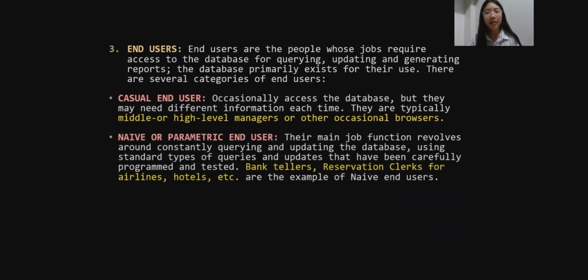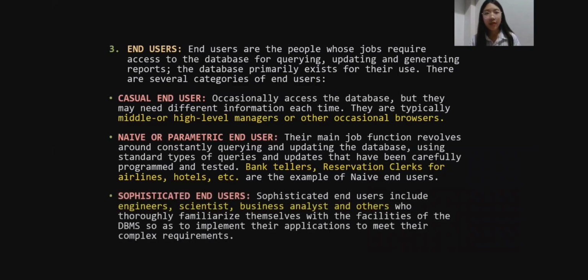The second end users are the naive or parametric end users. Their main job function revolves around constantly querying and updating the database using standard types of queries and updates that have been carefully programmed and tested. Bank tellers, reservation clerks for airlines, hotels, etc., are examples of naive end users. So when we say naive or parametric end users, they are the bank tellers, reservation clerks for airlines, hotels, etc., because their main job is constantly querying and updating the database.